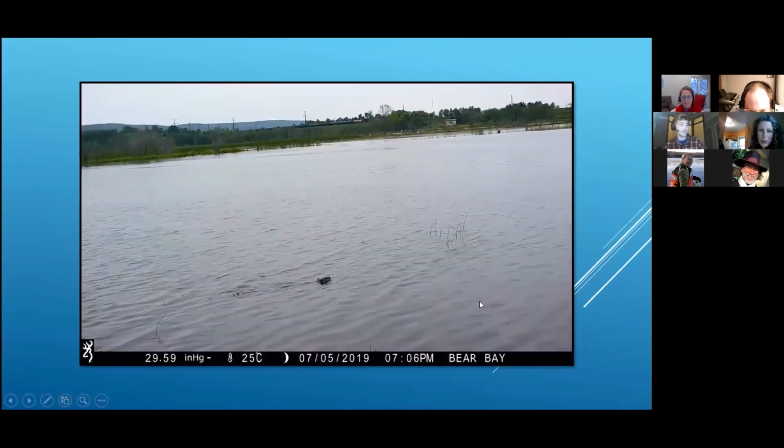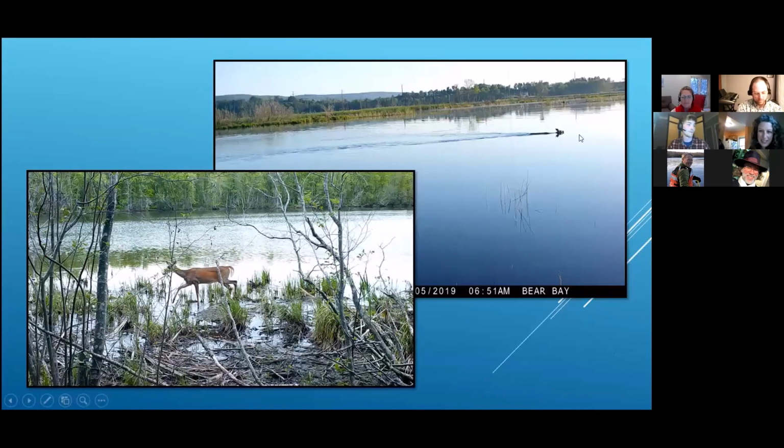All right, in Bear Bay, this was from 2019. Hannah, you sent me these ones actually, I think. But yeah, got a beaver swimming across the water right there. It's kind of cool, being able to see stuff like this and record that as well. Deer going across to Bear Bay.